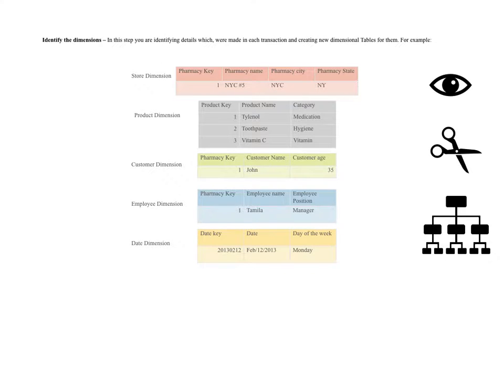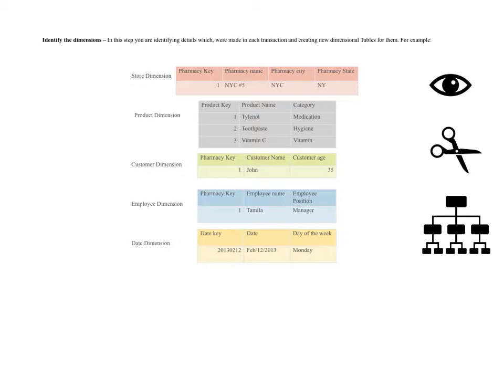Step number 3, identify the dimensions. In this step, you are identifying details which were made in each transaction and creating new dimensional tables for them. For example, store dimension, product dimension, customer dimension, employee dimension, and date dimension.